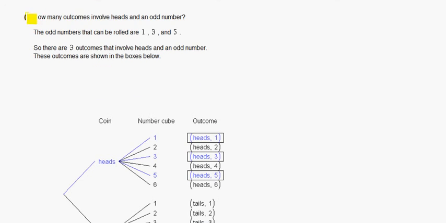In question B, how many outcomes involve heads and an odd number? The odd numbers that can be rolled are 1, 3, and 5. So there are 3 outcomes that involve heads and an odd number. So we look and we see the heads possibility for the coin and our 3 odd numbers. So heads and 1, heads and 3, and heads and 5. So there are 3 outcomes that involve heads and an odd number.